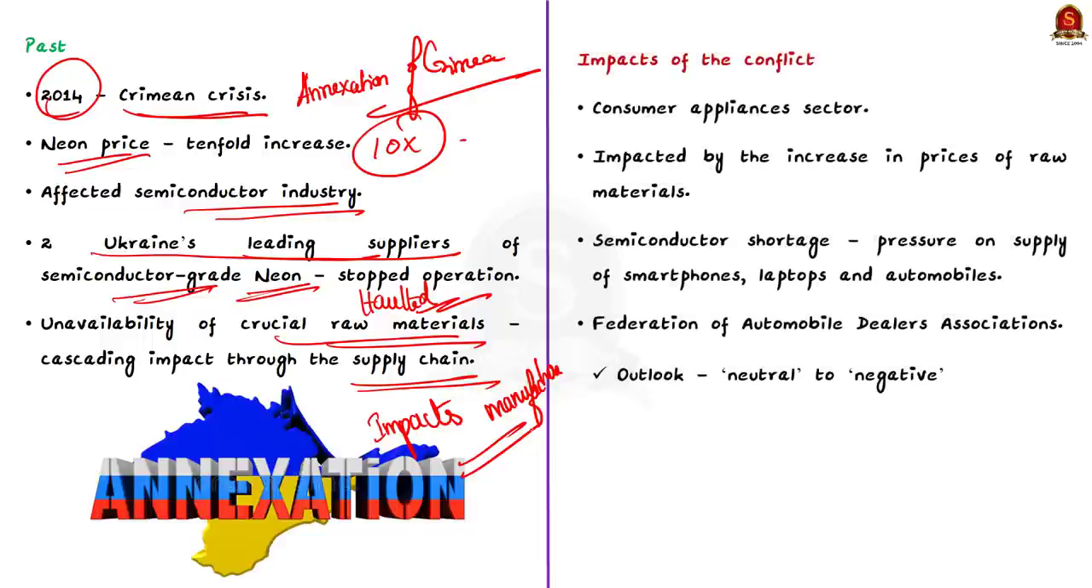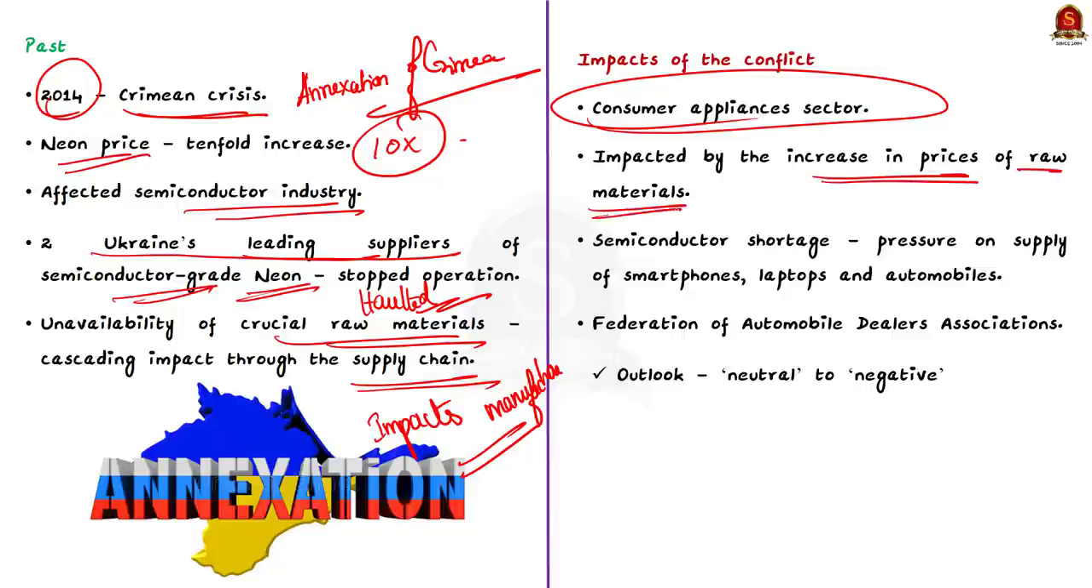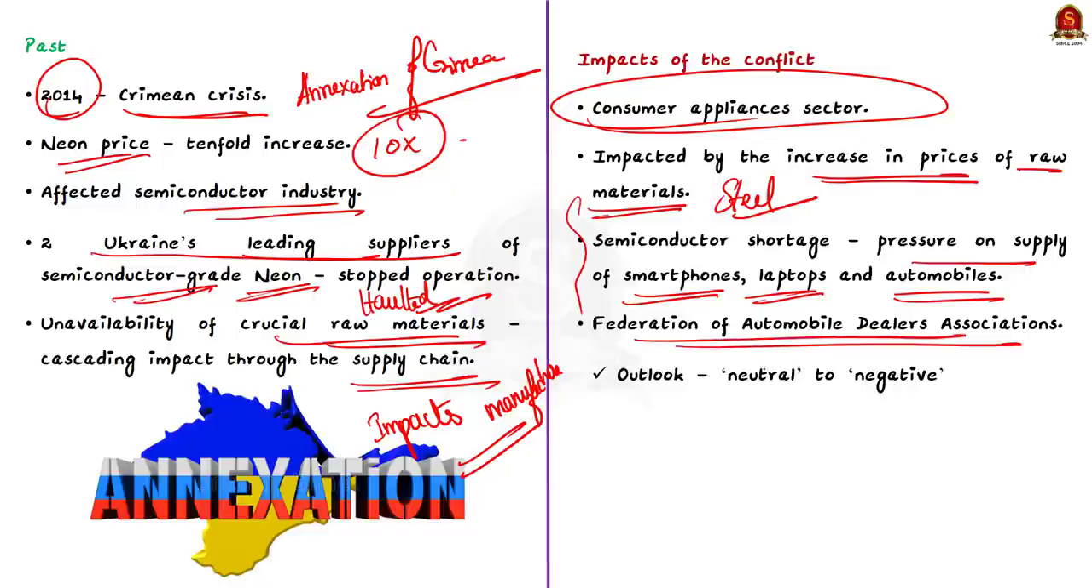Now, let us see the possible impacts mentioned in the article here. See, according to the article, the consumer appliances sector in India is more likely to be impacted. It will be impacted by the increase in prices of raw materials such as steel, and the semiconductor shortage is expected to put pressure on the supply of smartphones, laptops, and automobiles. See, because of this, Federation of Automobile Dealers Association had revised its outlook.